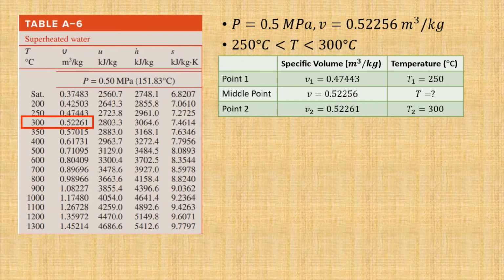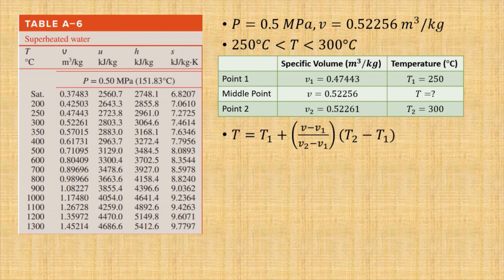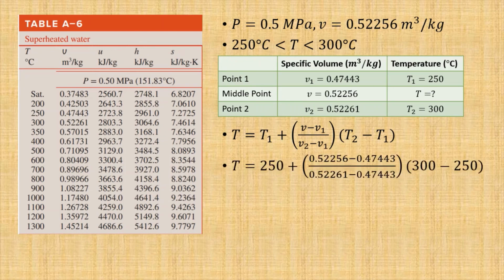The interpolation formula has x's and y's, which we can easily replace with our desired variables. Let's replace all the x's with v's and all the y's with t's. Now our formula will look like this. We simply need to plug in the known values and find that the unknown temperature is equal to 299.95 degrees Celsius. This falls within 250 and 300 degrees Celsius as we predicted.